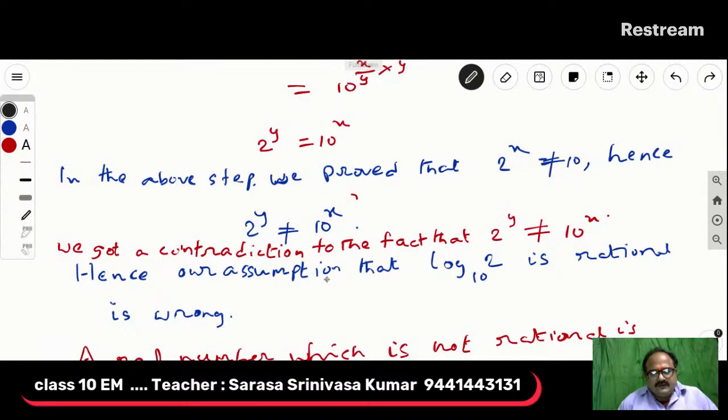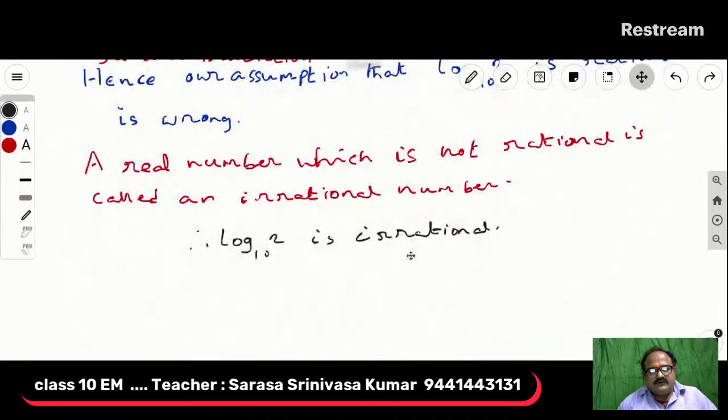So this contradiction is because of a wrong assumption. So log 2 base 10 is not a rational number. If this is not a rational number, then it should be an irrational number. This is why, because a real number which is not a rational number is called an irrational number. By the definition of irrational number, log 2 base 10 is an irrational number. Now we consider the second part. What is the second one? Log 100 to the base 10.